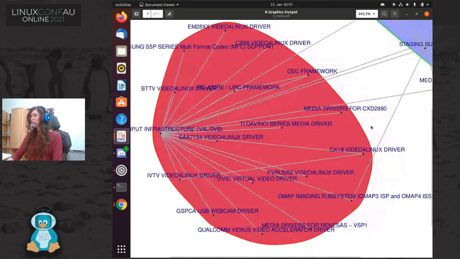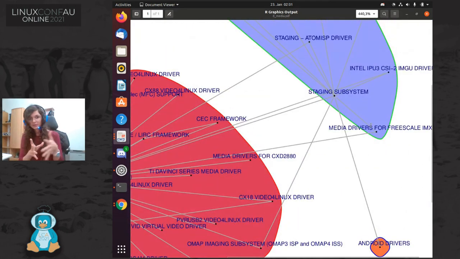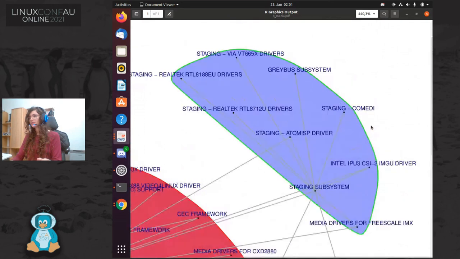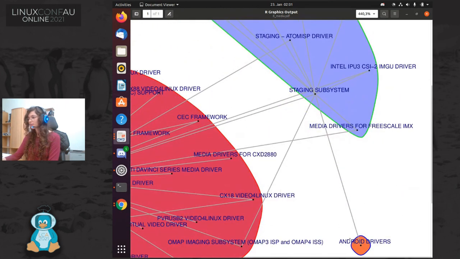And up here, we have apparently within the same subsystem, another subcluster that is entirely for staging. So there's this staging subsystem as the backbone, and there's so much staging going on here. And down here, we also have Android drivers as its own subcluster. So it apparently has something to do with staging, with the staging subsystem, enough to be put into the same subsystem, but not in the same subcluster. Like, it has something to do with staging, but not enough. So it is down here. And that's the media subsystem for now.